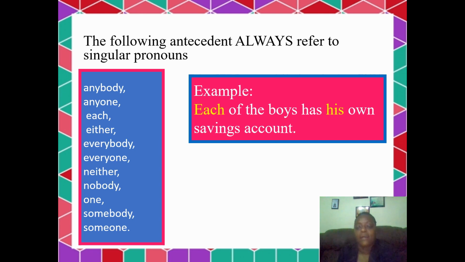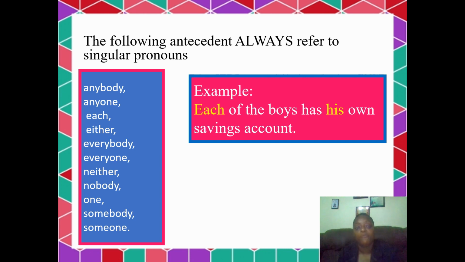So here we have an example. Each of the boys has his own savings account. Now, each of would indicate that the sentence is singular. It means that every single one of the boys, so it is really speaking of the individuals as against all the boys. So usually children get confused when the term boys pop up because you know that boys is a plural term. But you are not looking for the noun.